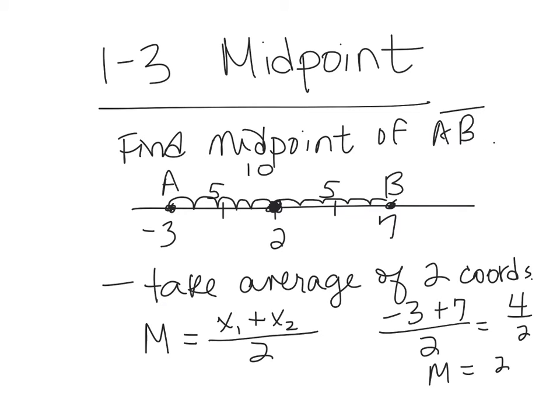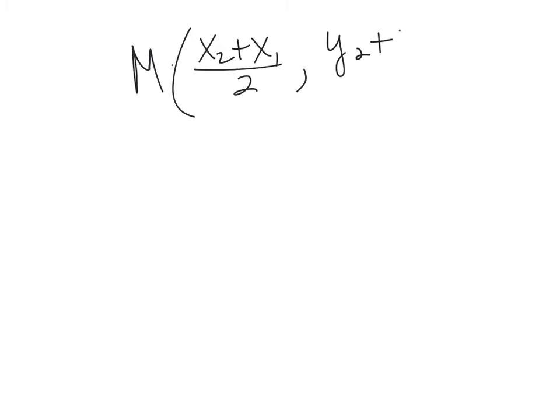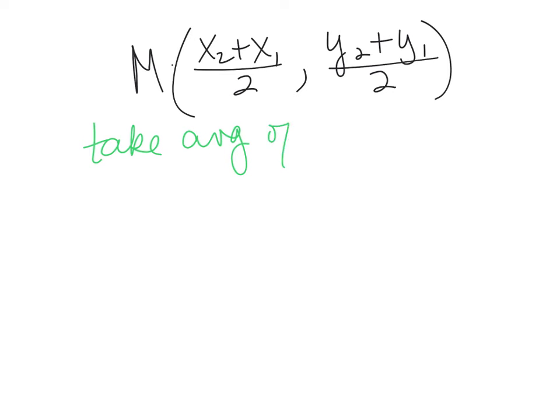So if you have a number line, you just use this formula. But if we have a coordinate grid, we're going to do one for the x's and one for the y's. On a coordinate grid, the midpoint formula is x2 plus x1 divided by 2, and y2 plus y1 divided by 2. You just take the average of the x's and the average of the y's.